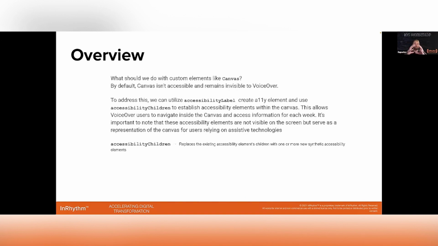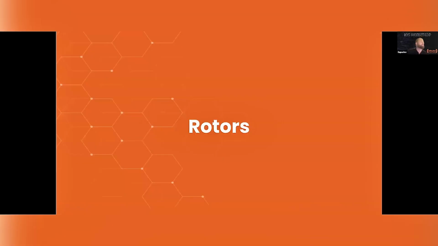So inside any drawing you like, any diagram you want to create, access information for, let's say, each week or each day, depending on the duration, whatever you want to show. What it does is replace the existing accessibility children with one or more new synthetic accessibility elements. I will show how it works. Also, I just want to mention that accessibility children will replace, not create a new element, which is also important, because if the canvas doesn't have any accessibility, there's nothing to replace. In that case, I will show you how to handle that.